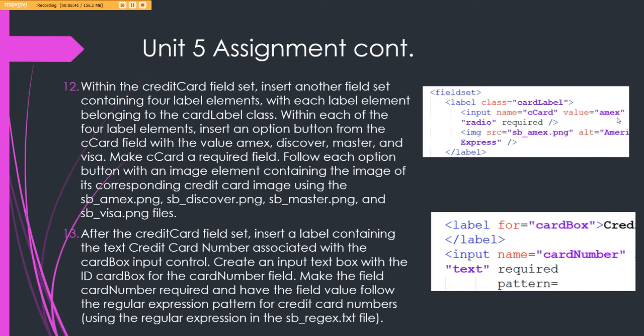So basically, you have an abbreviation for the value. American Express is and it has an image. And you're going to do that for each of them. You're going to insert a label containing the text credit card number. So you not only have to choose the credit card type, but you have to put in a number.